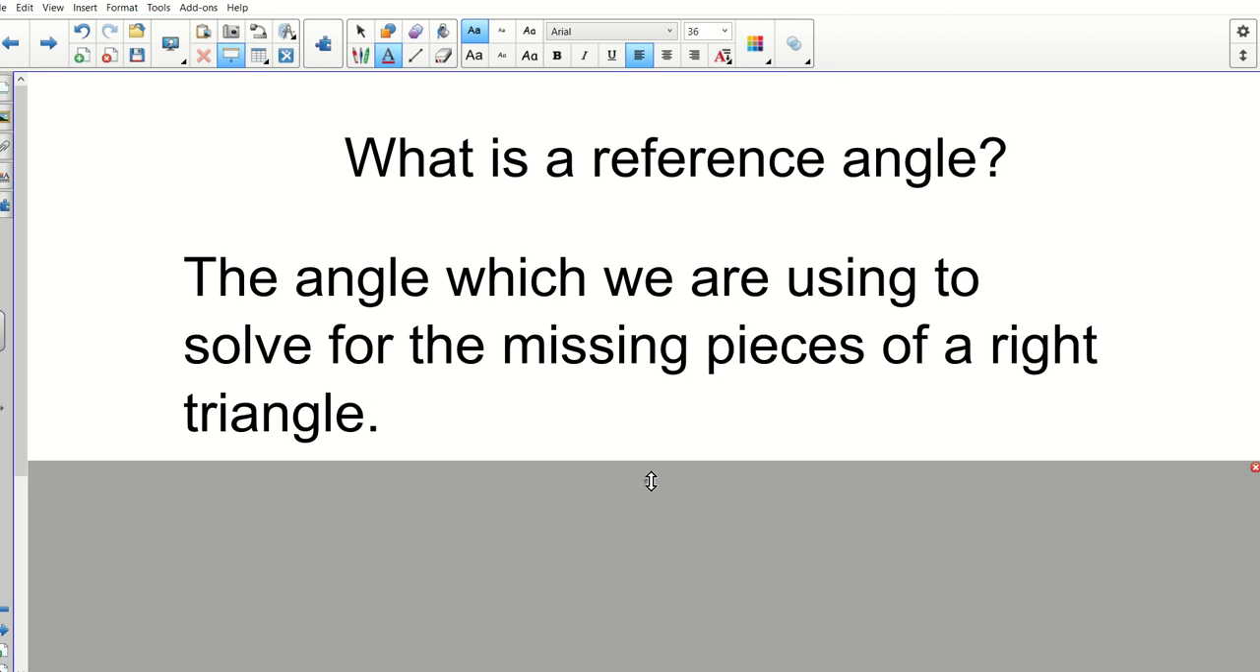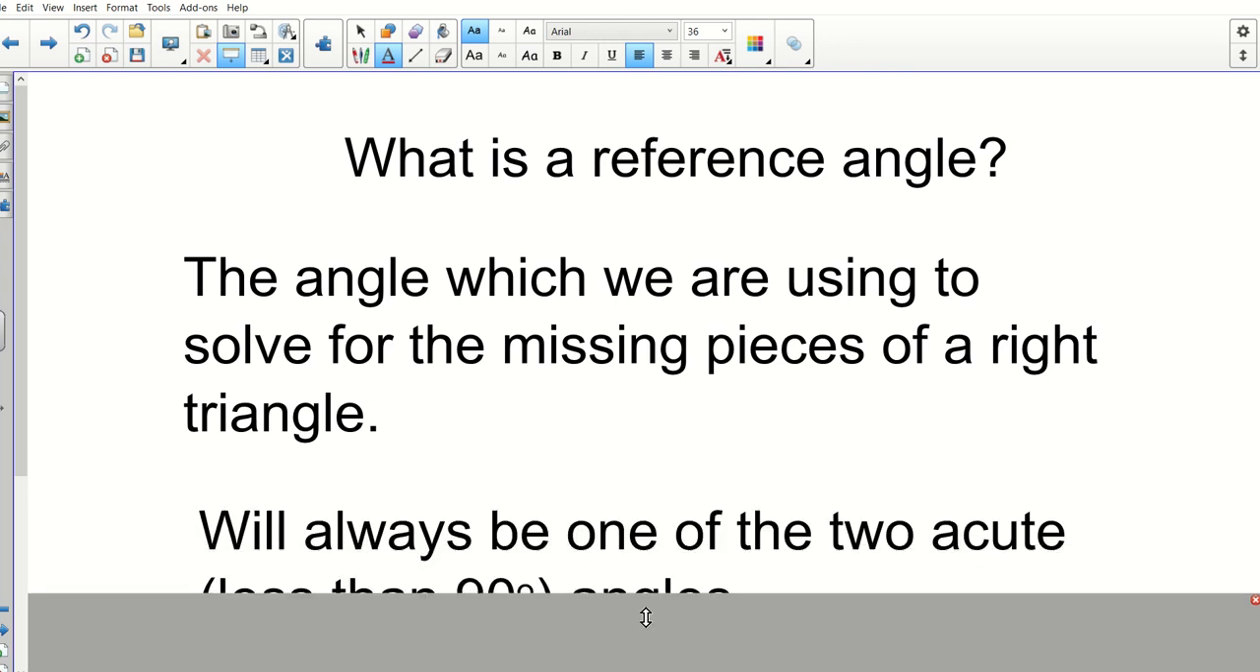So the reference angle is the angle that we're using to solve for the missing pieces of a right triangle. In most cases, you'll be given or told which angle is the reference angle, but there will be some cases in which you have all the angles of the triangle, or you have the ability to determine all the angles of a triangle because you know they sum to 180 degrees. So you could use either of the two angles.